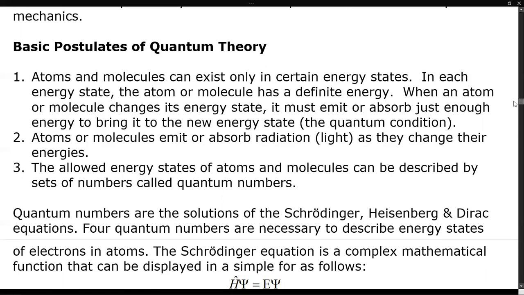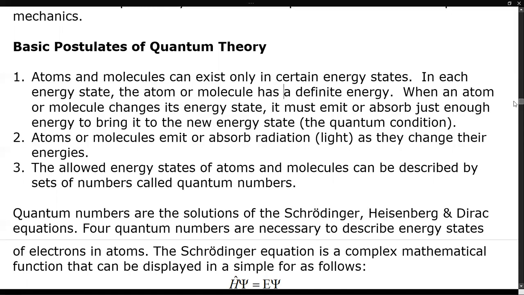Atoms or molecules emit or absorb radiation or light as they change their energies. That light may or may not be visible. But hey, that's pretty much what Bohr said too. But it turns out it needs to be more sophisticated than what Bohr said. Bohr only had one quantum number, the n, but the allowed energy states in an atom or molecule can be described by sets of numbers called quantum numbers.